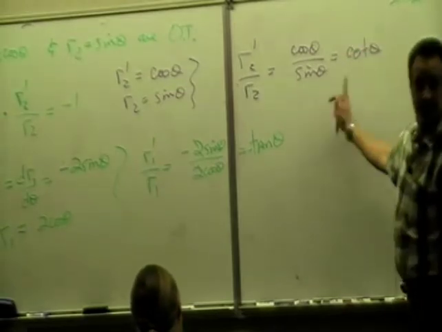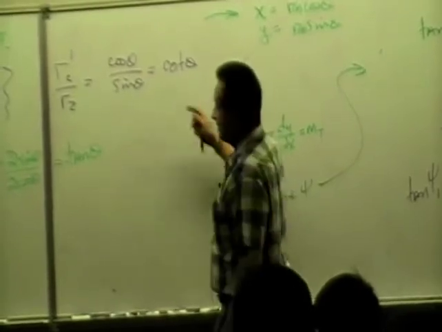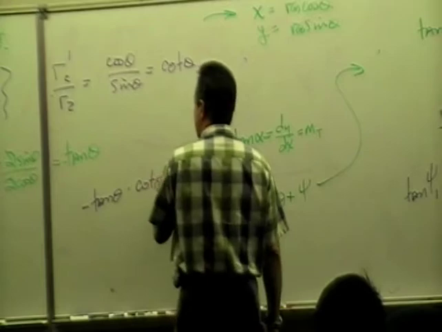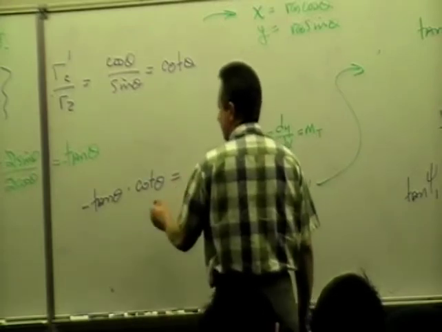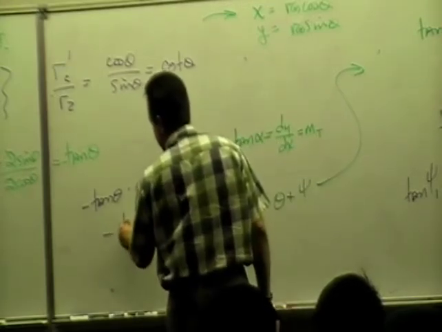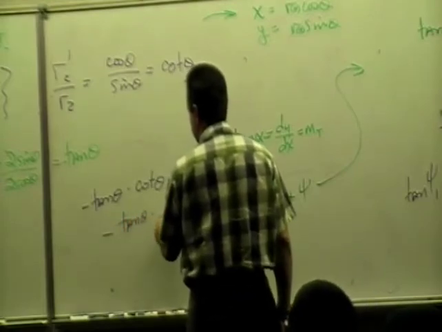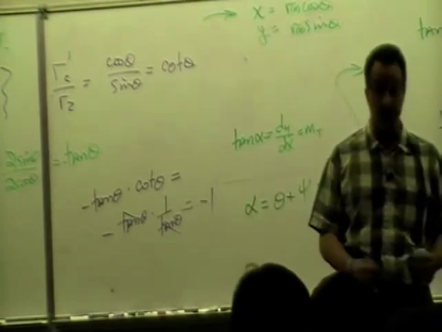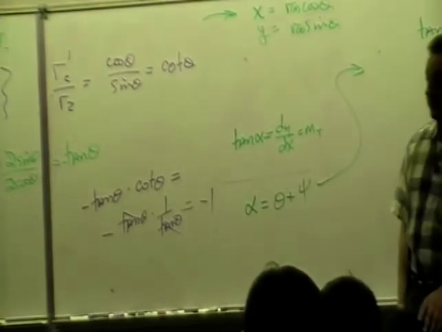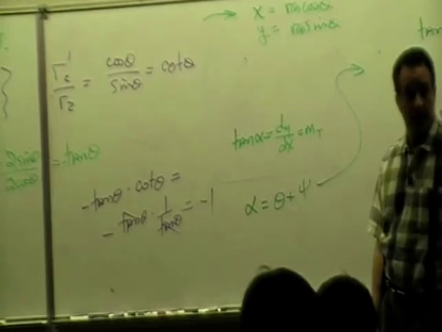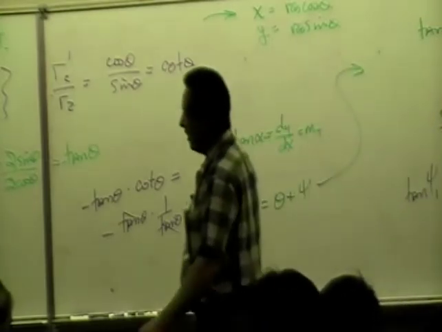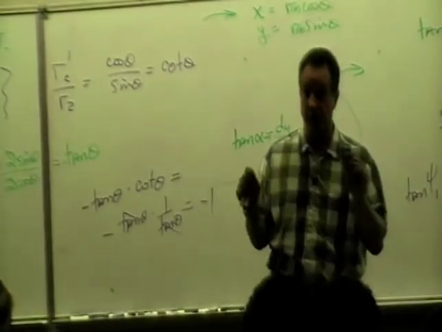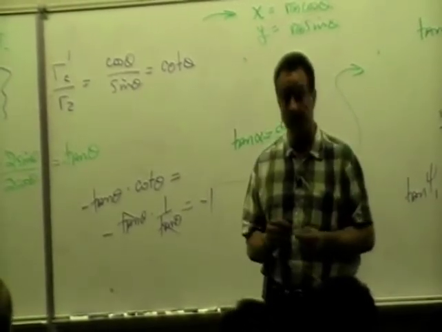Are they negative reciprocals of each other? So if I took the negative tangent of theta times the cotangent theta, let's see what I get. This is a negative tangent theta times 1 over the tangent of theta, which gives me a -1. They are orthogonal trajectories of each other. Okay? You follow? So it's the ratio of the derivative over the function that are negative reciprocals of each other, not just the derivatives, like in the Cartesian coordinate system.